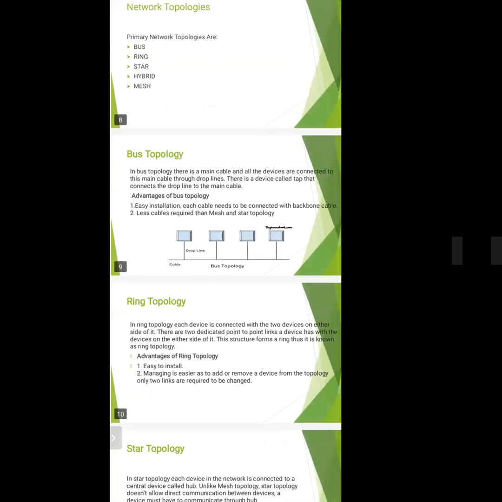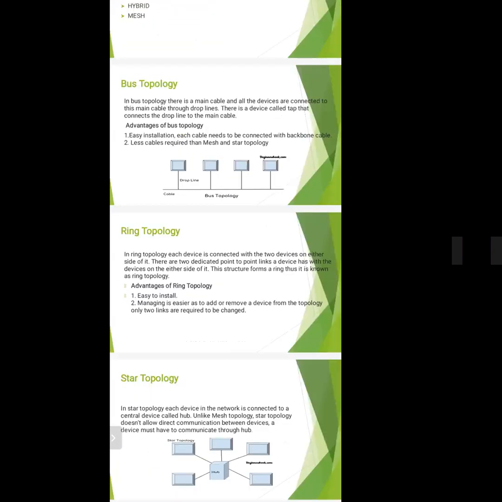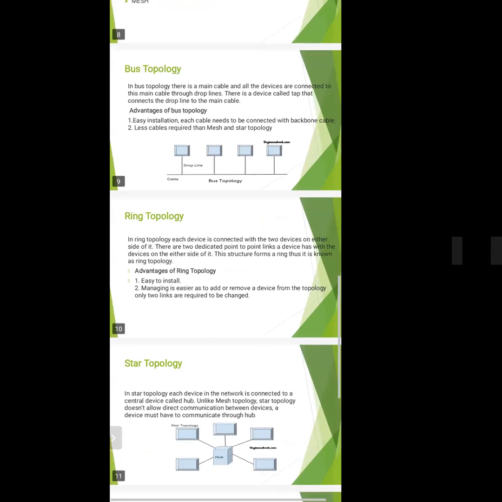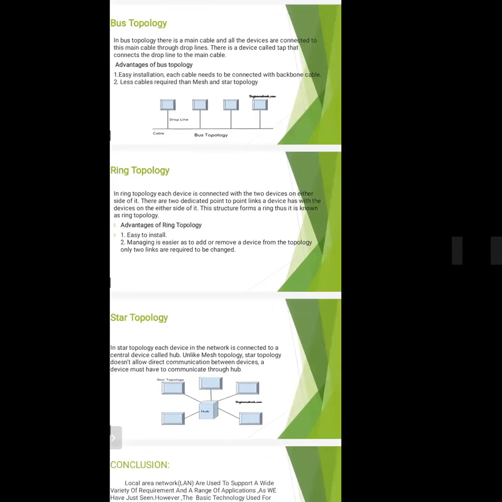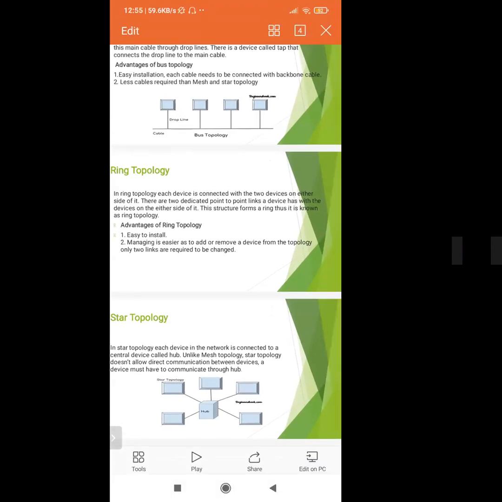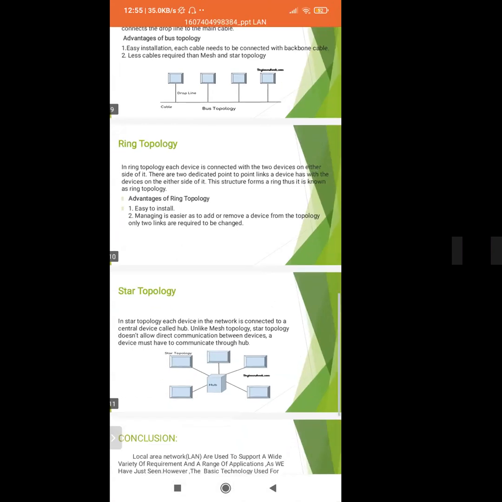Ring topology. In the ring topology, each device is connected with the two devices on either side of it. There are two dedicated point-to-point links from a device to the devices on either side of it. This type of structure gives it its name, ring topology. Advantages of ring topology: easy to install and manage, and easier to add and remove devices. Only two links are required to change.